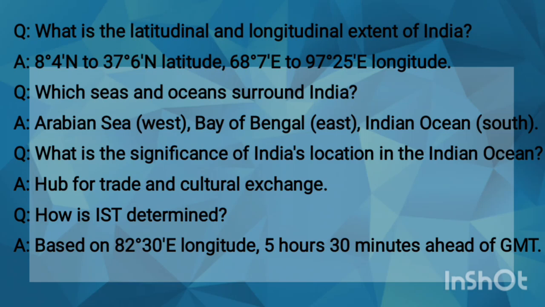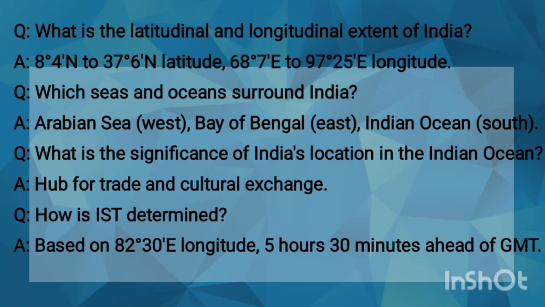Let's see the question answers in this chapter. First one is, what are the latitudinal and longitudinal extents of India? India lies between 8 degree 4 north and 37 degree 6 north latitude and 68 degree 7 east and 97 degree 25 east longitude.